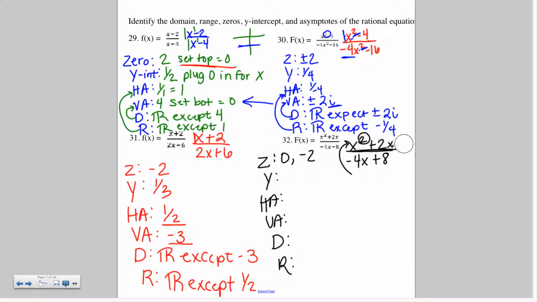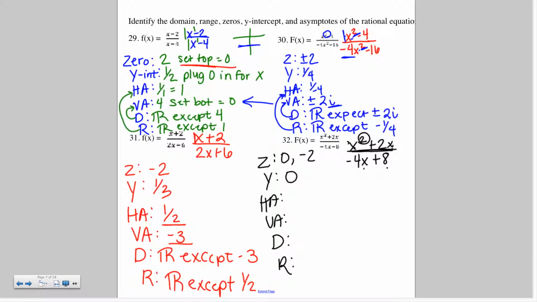That way it doesn't mess you up with me erasing them. So just remember, you can go back on these and get what you need. Now, for y's, I need to plug in 0 for my x's. So I'm going to have 0 plus 0 on top, so that's going to give me 0. And then 0 plus 8, so that'll give me a positive 8. Well, 0 divided by anything is going to be 0. So my y-intercept is 0.